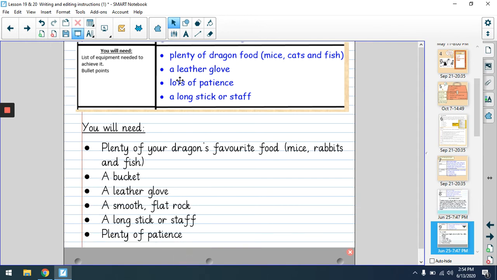And I decided, even though I put lots of patience there, to leave it last on my list because these are all objects that the person needs to go and collect, whereas this is an abstract noun. It's not something you can see or pick up.